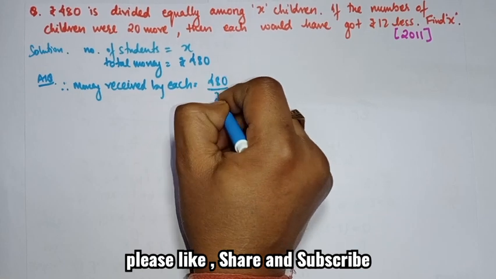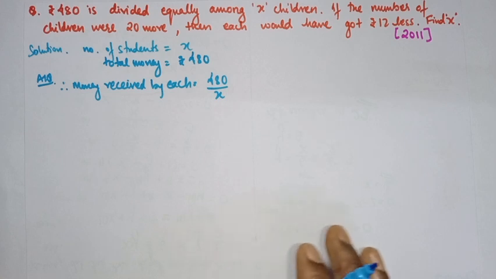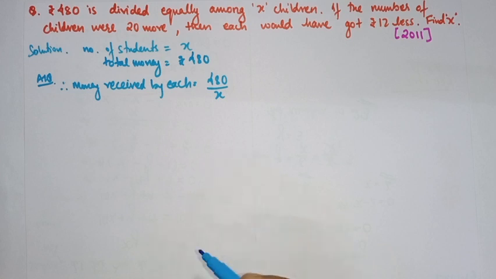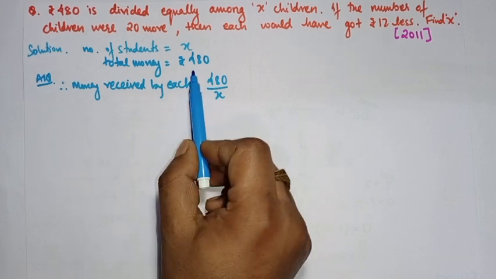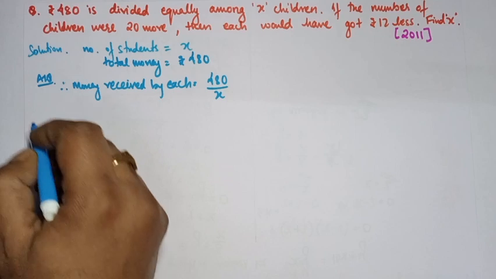480 upon x. Okay, suppose I have 100 rupees and I am giving 5 rupees to each student. That means how many students will be there to complete that? You have to divide, yes, 100 divided by 5, 20. That means 20 students are there. Similarly, I have money 480 and the number of students is x. So 480 upon x.